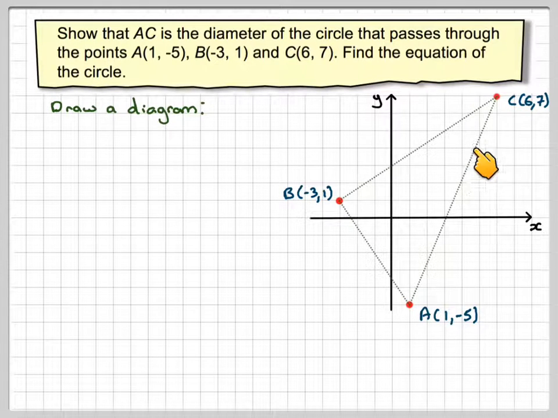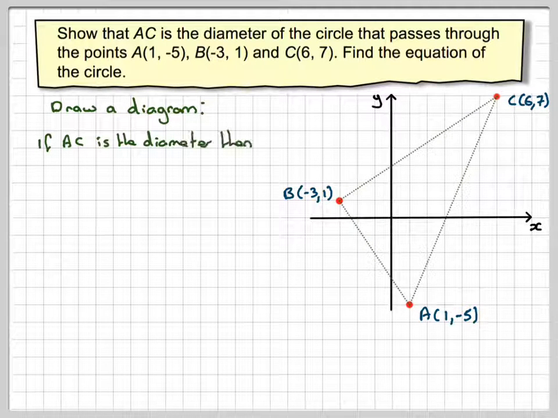So what we're saying is that this here is the diameter of the circle. The circle passes through all these points. Now there's a circle theorem that says that the angle in a semicircle, and it would be a semicircle if that's a diameter, would be 90 degrees. So although we can see it, we've actually got to show that this angle here is 90 degrees.